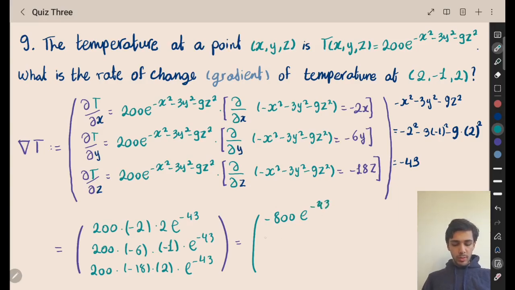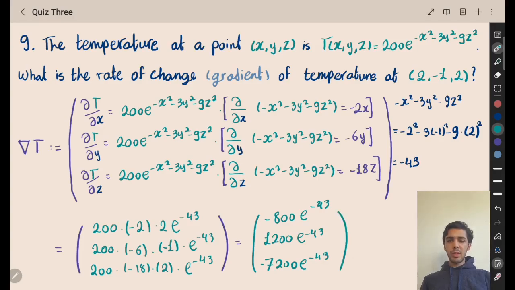And then this will give us 1200 e to the minus 43. And then the final one will be 36 times 200. I think that's minus 7,200. That's correct. To the minus 43. So that's the answer. It's a simple computation.